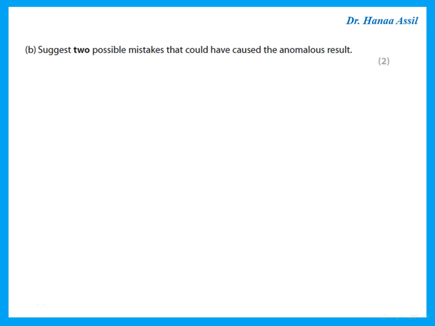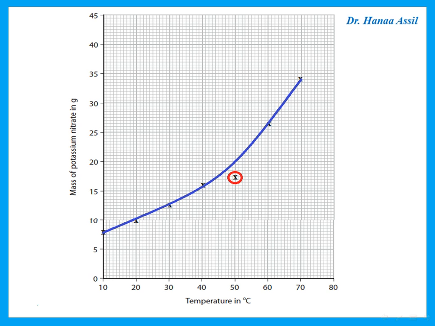Then he says, suggest two possible mistakes that could have caused the anomalous result. Why do you think he got a result that is below what he should get? Can you see that the anomalous result is below what he should have gotten? Yeah, for 50 degrees Celsius, he should have recorded 20 grams. He recorded less than that. He recorded around 17 or 18 grams.